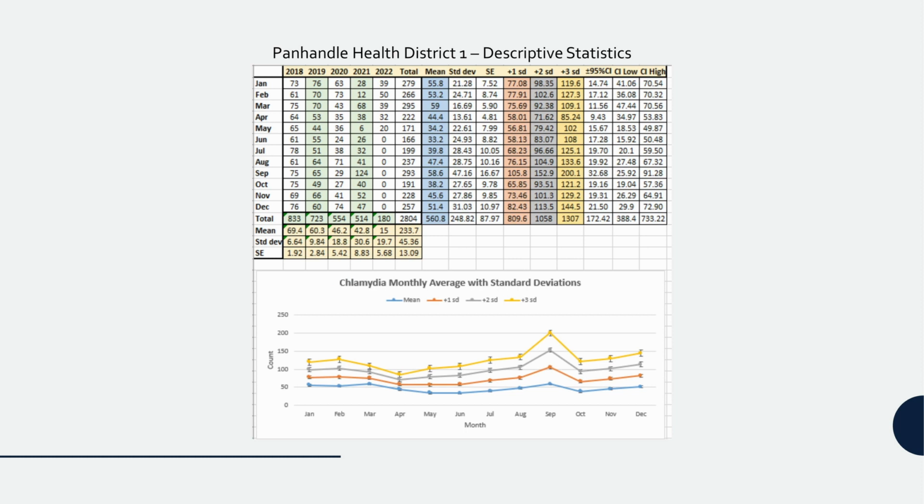Here are some descriptive statistics that I've gathered for the health district over the last 5 years. And this shows that if you look at September in 2021, we had a drastic increase of 124 cases. So this is where an epidemiologist would try to find a cause for this. Well, if you look at the year before, that's when the full year of the pandemic hit.